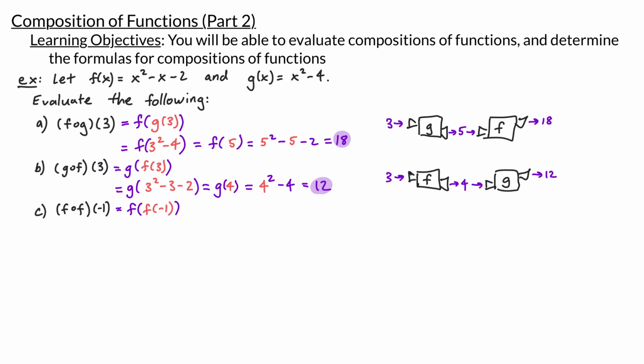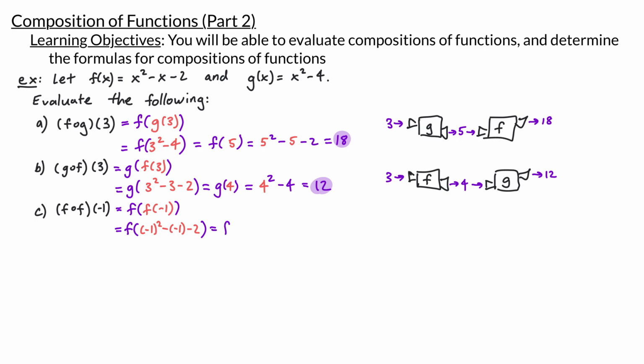So to evaluate this, let's work our way from the inside out. To compute f of negative 1, we use the formula f of x equals x squared minus x minus 2. So f of negative 1 would be negative 1 squared minus negative 1 minus 2. And what we want to do is take this result and plug it into f. Now, if we do negative 1 squared minus negative 1 and then minus 2, we end up with 0.